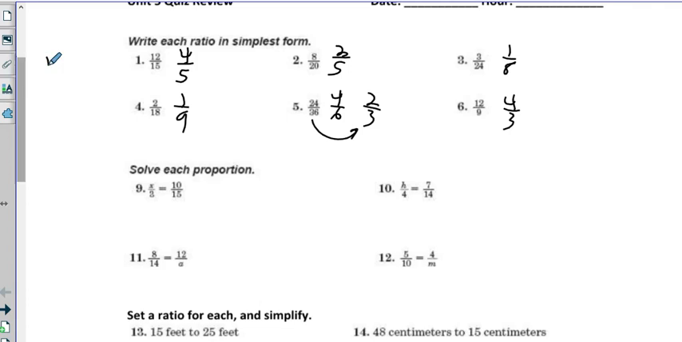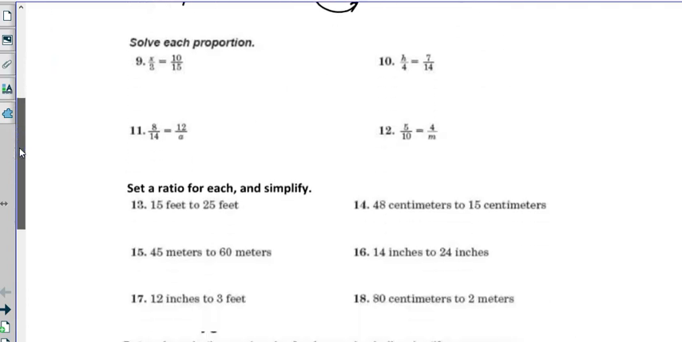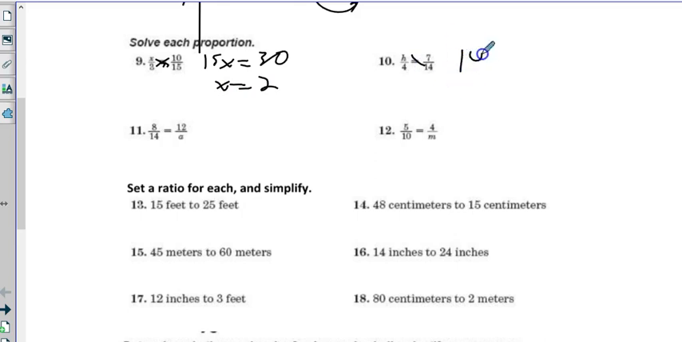All right. Solve each proportion. This is where we're going to cross multiply. So 15 times x, nice. We're going this way, equals 3 times 10, which is 30. Divide by 15, x equals 2. 14h equals 7 times 4, which is 28. Divide by 14, h is 2.